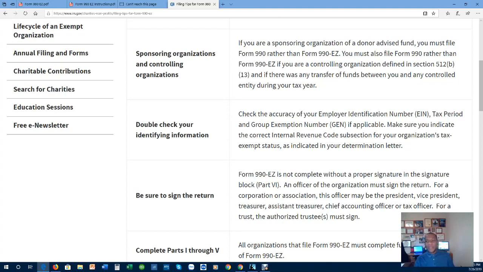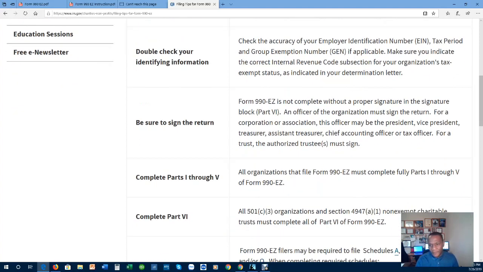You have to check that information, and the information you have on the letter when you file your Form 990 Easy must match all information there, because the IRS will cross reference, check, and validate your return with information they have in their system. If the information does not match their system, you might receive a notice, or it will delay the processing of your return. Be sure to sign the return after you file Form 990 Easy.